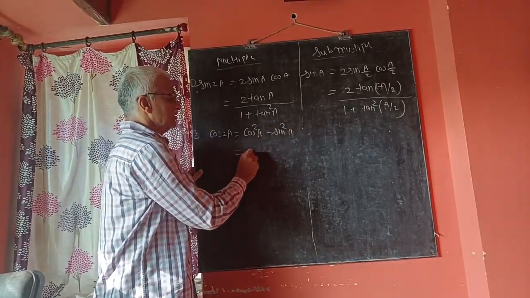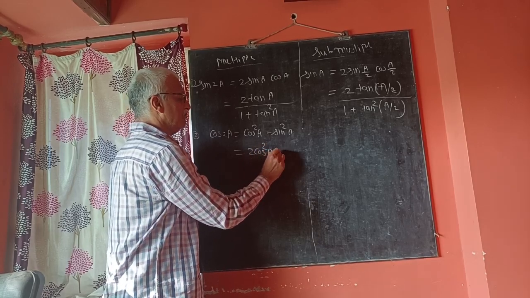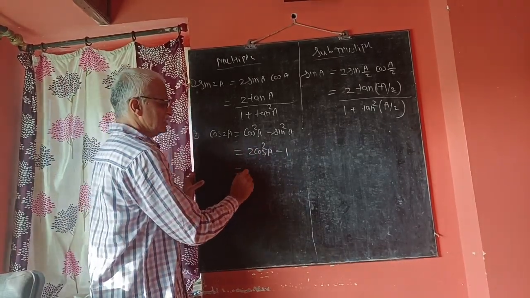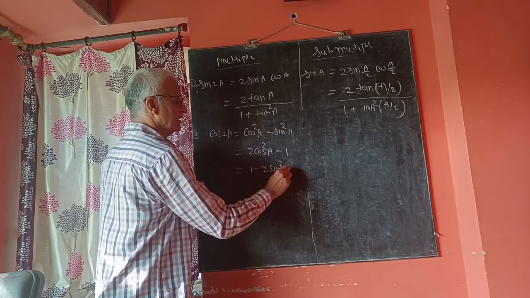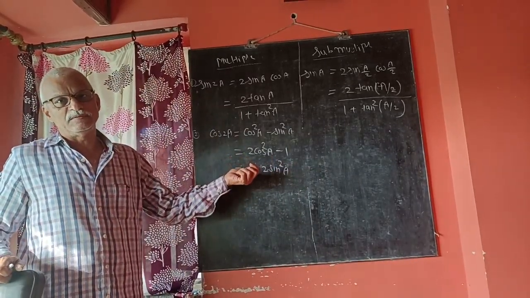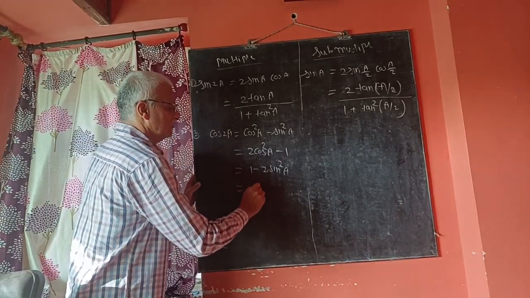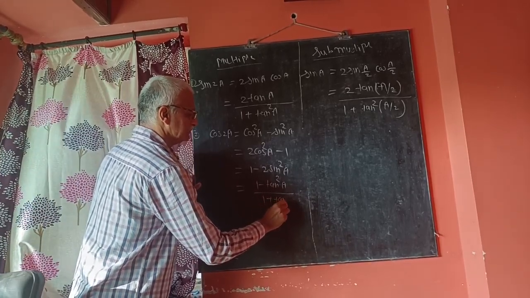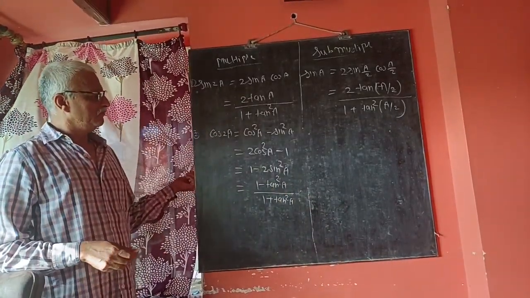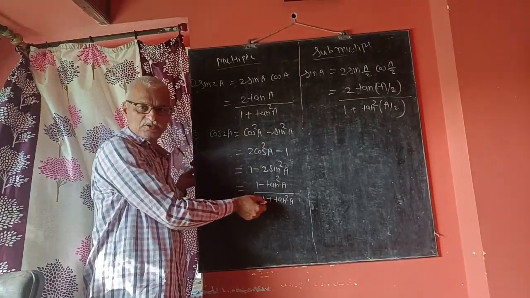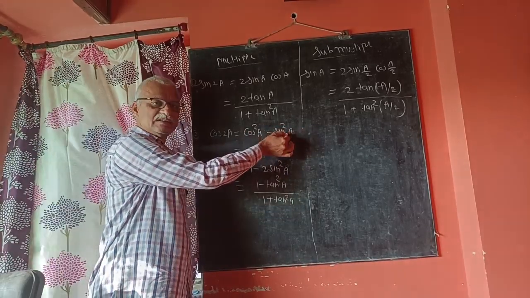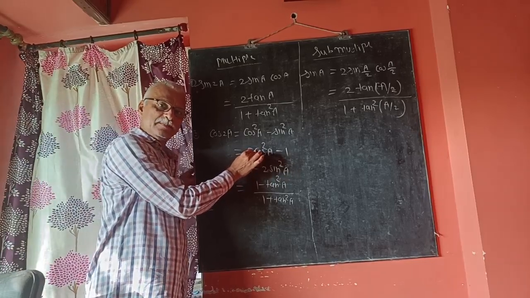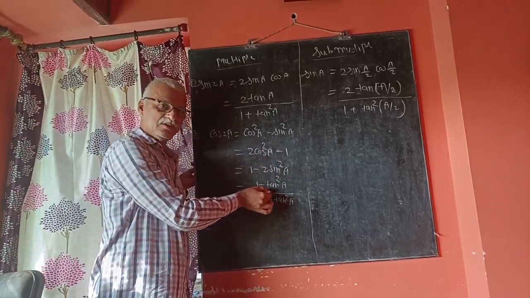The second one is 2 cos square A minus 1. This is in terms of cos only. Third one is 1 minus 2 sin square A. This is in terms of sin only. And the last one is 1 minus tan square A divided by 1 plus tan square A. So in all there are 4 formulas for cos 2A. First one is cos square A minus sin square A, that means in terms of cos and sin. This is in terms of cos only. This is in terms of sin only, and this is in terms of tan.